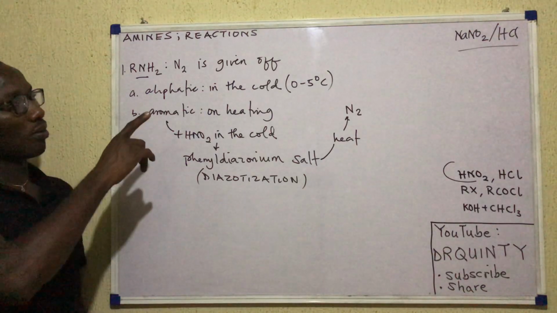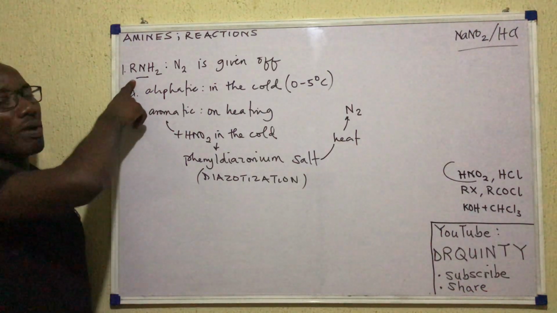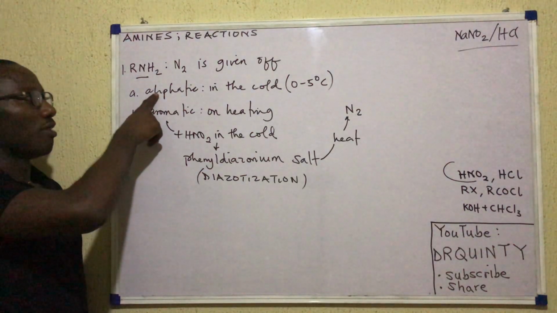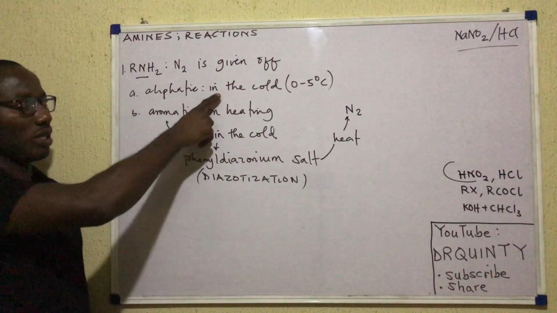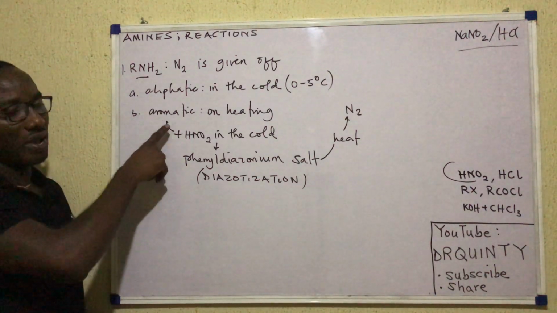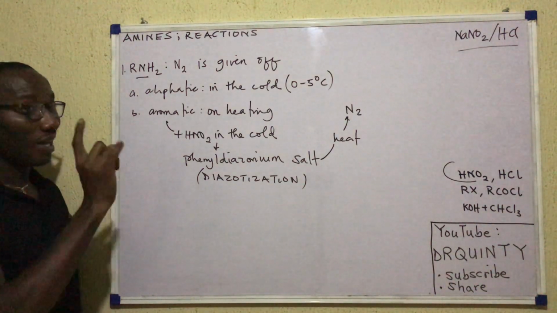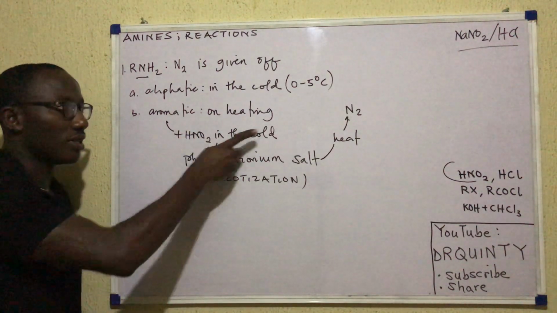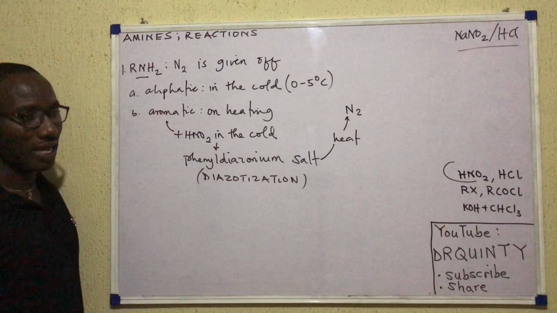So, summary once again: primary amines may be aliphatic or aromatic. Aliphatic will react with HNO2 in the cold to give off nitrogen gas, but aromatic will react with HNO2 in the cold to give phenyldiazonium, or on heating to give off nitrogen gas.